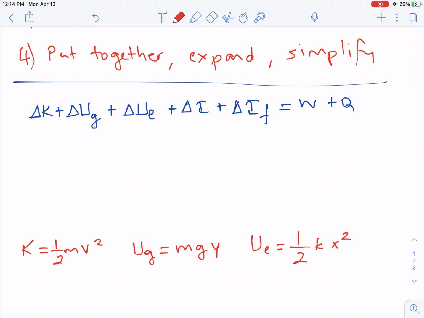And delta I_F is, again, a delta. You're going to keep the delta. The other ones have individual K, U_G, and U_E, and I need to find final minus initial.